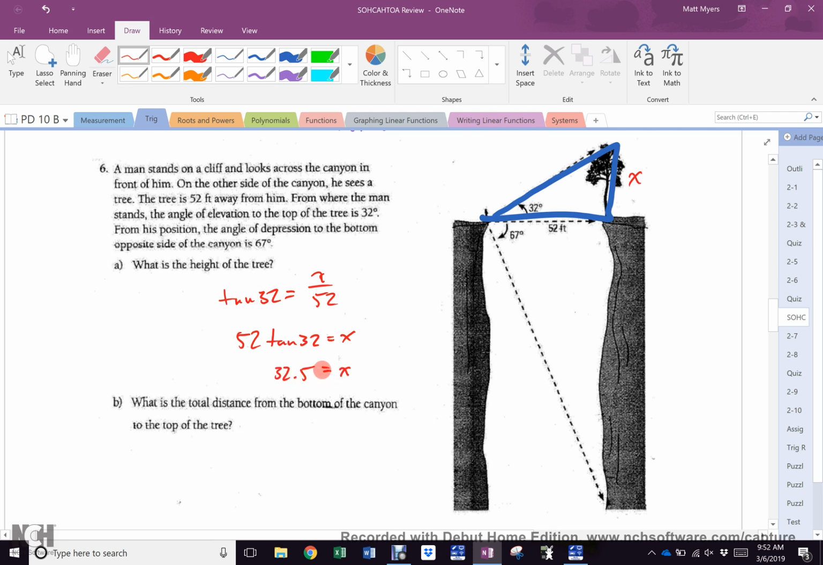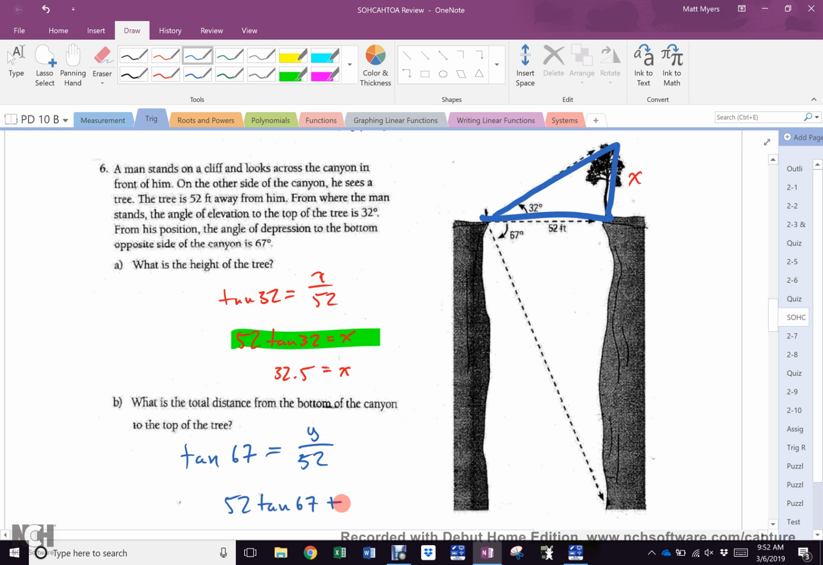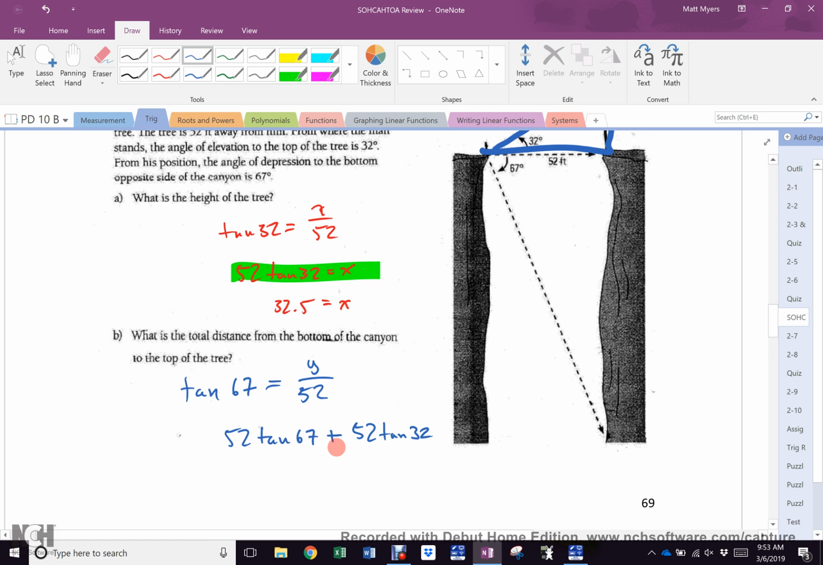Again, this doesn't really concern me. This is the line you have to be comfortable with. Total distance from the bottom of the canyon, that is this triangle, which is tan 67, or is it 57? Tan 67 equals opposite y over 52. 52 tan 67 plus 52 tan 32 if you're going to give me the best possible answer, because this is rounded. This is not. That is the best possible answer.